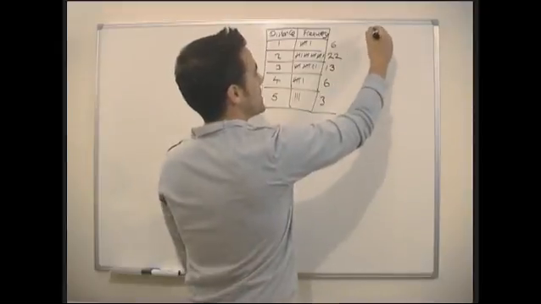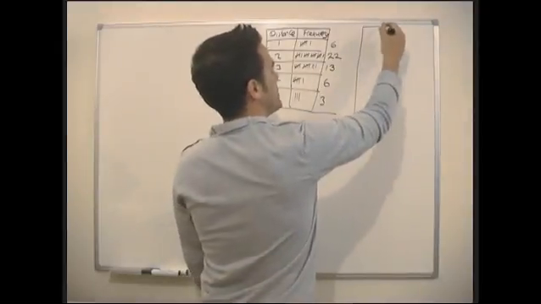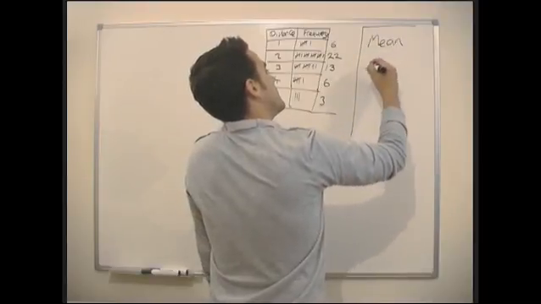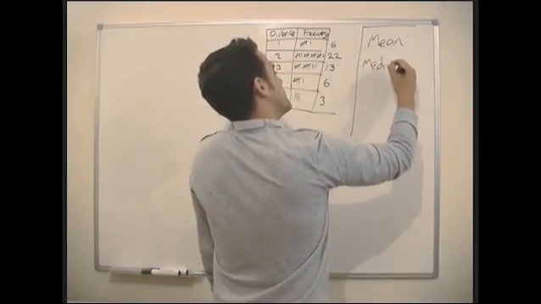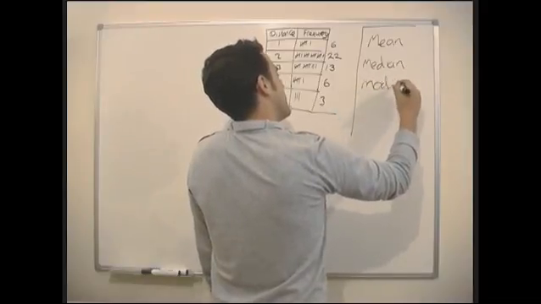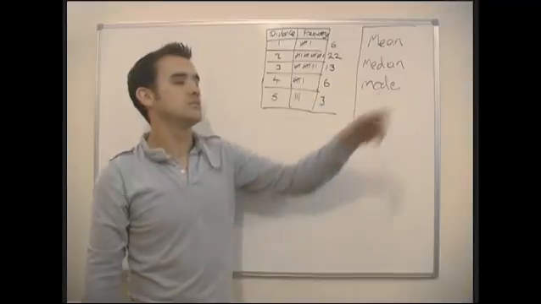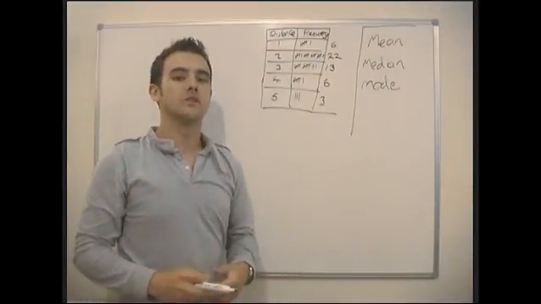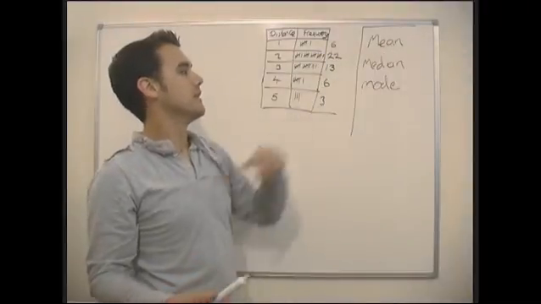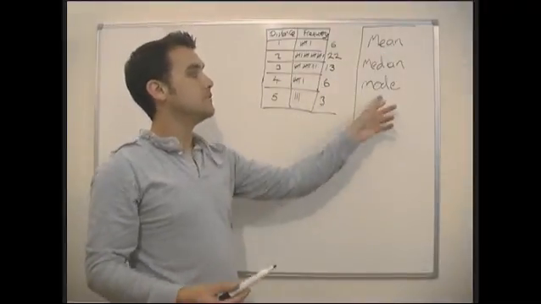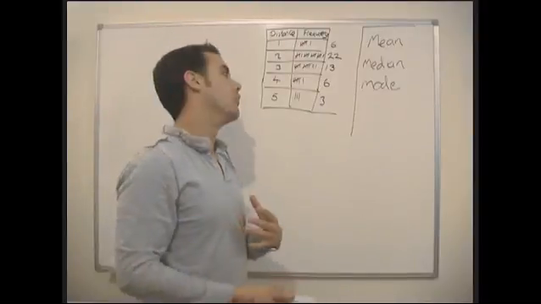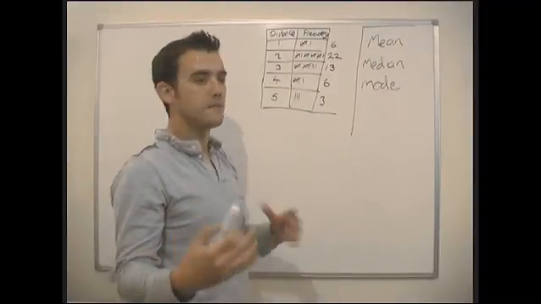So, there are 3 things we can find out from this information. We can find out the mean, the median, and the mode. Okay? The mean is what most people consider the average. When you say average, most people are talking about the mean. Okay? The mode is the easiest one. Mode is just the most popular or the most frequently occurring answer.